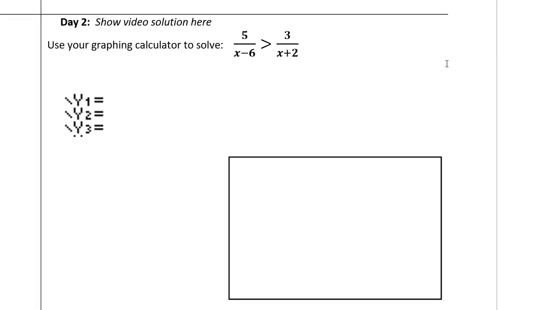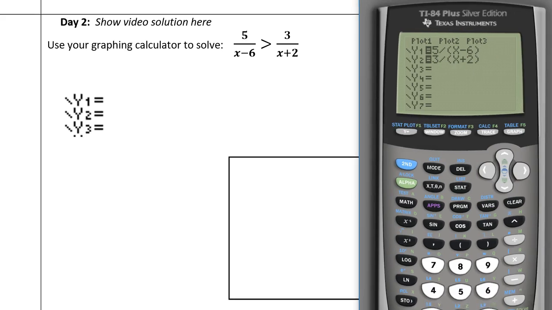Here is the answer for day 2. Use the graphing calculator to solve this inequality. So on the graphing calculator, we would type the left-hand side in as y1 and the right-hand side in as y2. And then when it graphs, we want to see when that first graph is greater than the other one, meaning when is it higher than the other one.